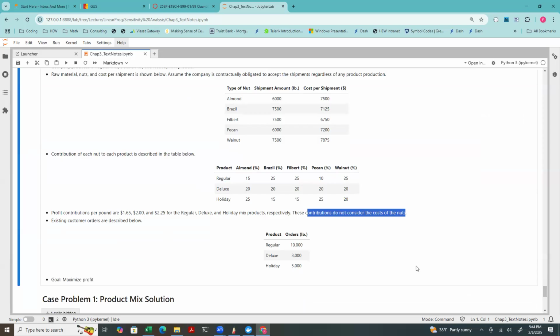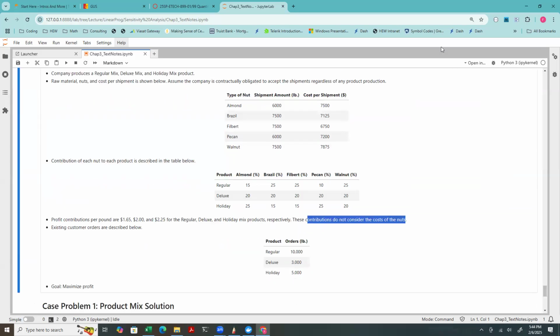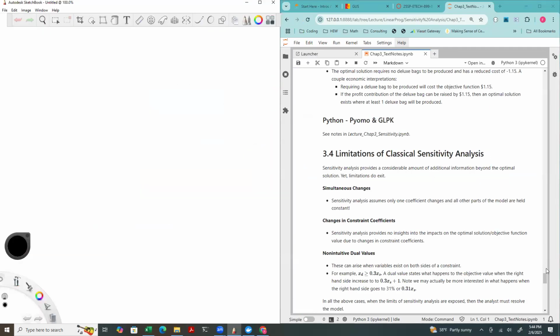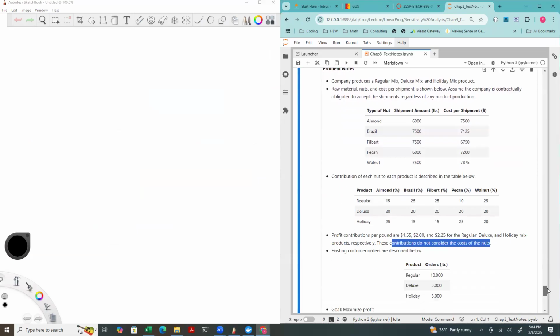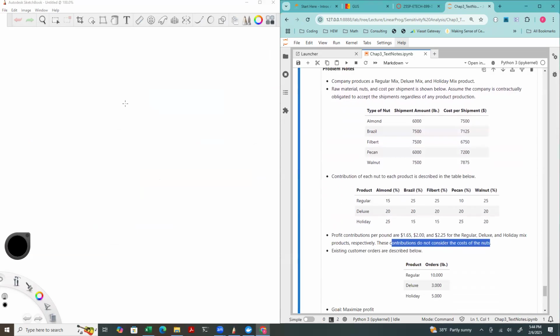All right, so given this problem statement, we would now need to formulate a linear programming model. So let's see if I can get these screens side by side here, and we can continue with the discussion.